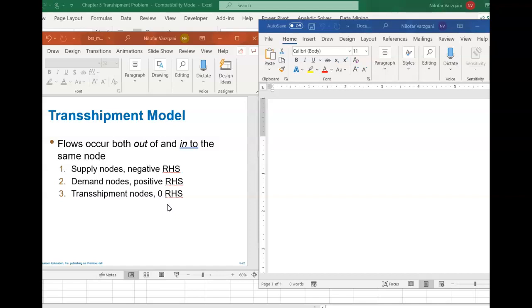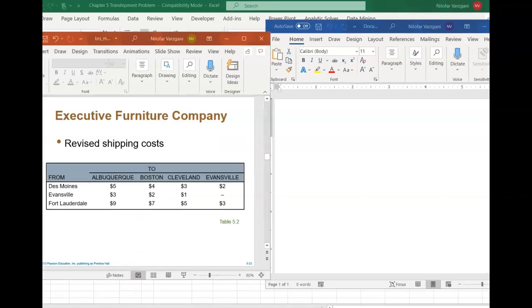We're going to learn more about transshipment models once we visit an example for a transshipment model. Okay, so let's visit an example for a transshipment model. In this case, we're working with the same Executive Furniture Company example. However, we have revised the example in such a way that now it includes a transshipment node. So assume that this is a modified version of the Executive Furniture Company example.